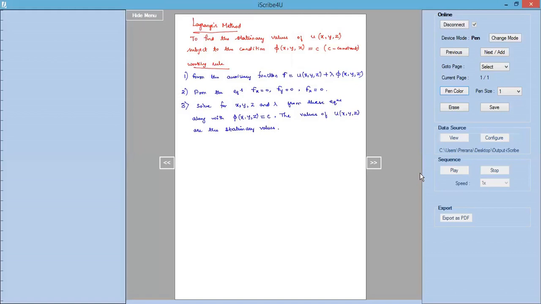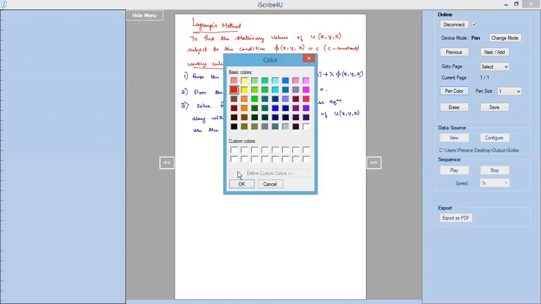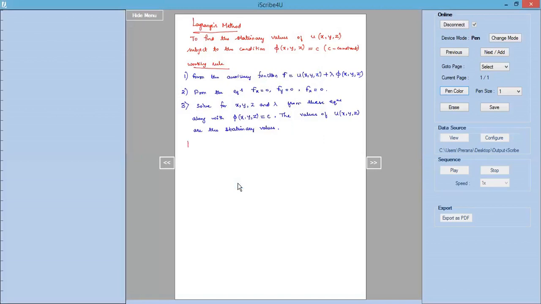So when we solve for x, y, z and lambda, we will be able to obtain the stationary point denoted by x comma y comma z, and the value at that particular point, that is u of x comma y comma z, gives us the stationary value. So let us do problems on this method now.